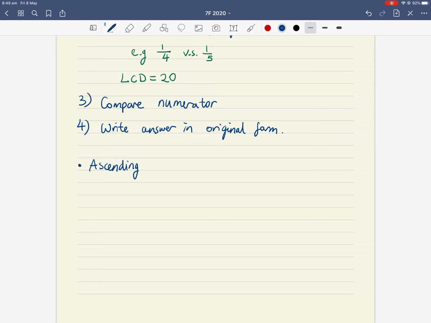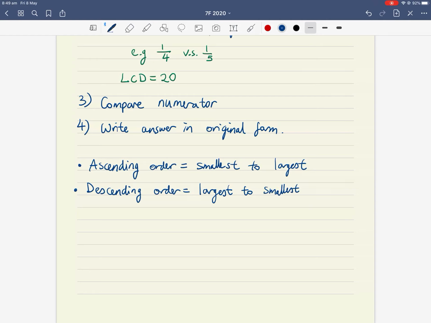Remember the word ascending. If I ask you to put things in ascending order, it means to go from smallest to biggest. And then if I ask you to put a series of numbers in descending order, it means to put it from biggest to smallest. And then hopefully you remember your alligator mouth.